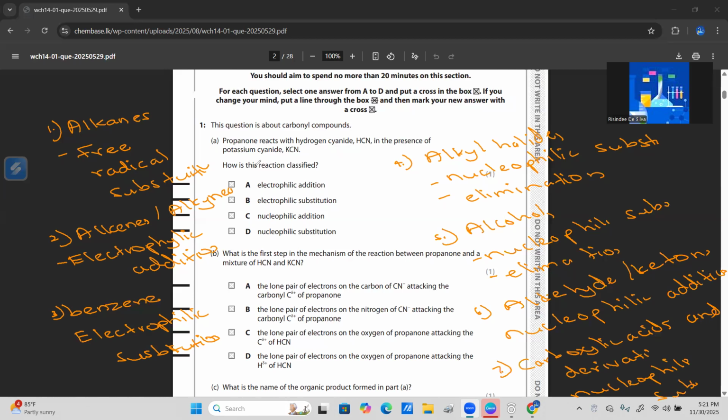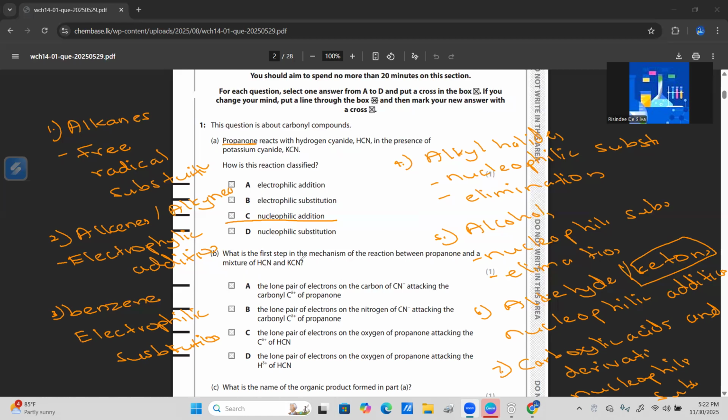So all the organic compounds will undergo different types of reaction like this based on their functional group, right? So propanone, it's a ketone, right? So as I said, ketones will undergo nucleophilic addition. So the correct answer is C. You all better write this down because this is the basic thing you should know when determining the reaction type of a given reaction. Then we'll see the next one.